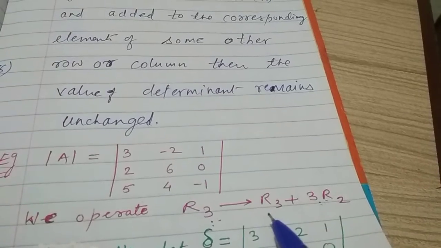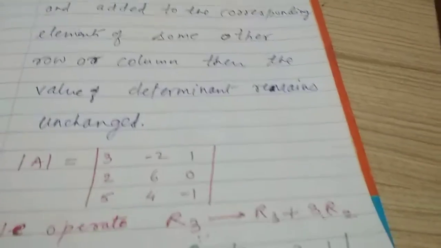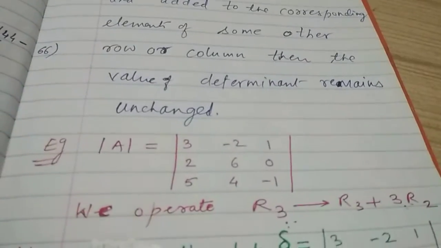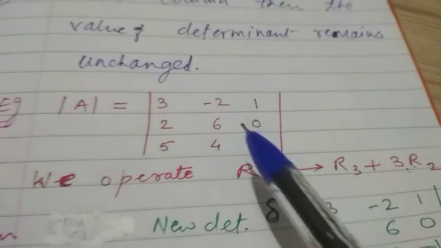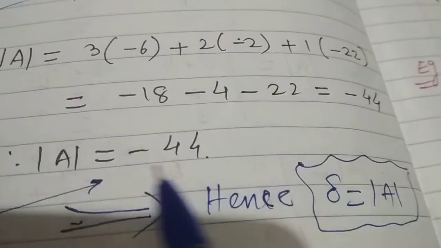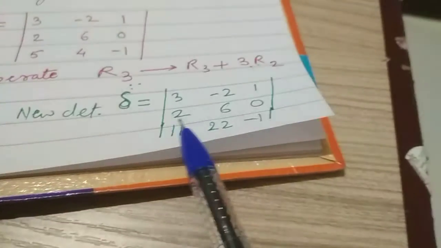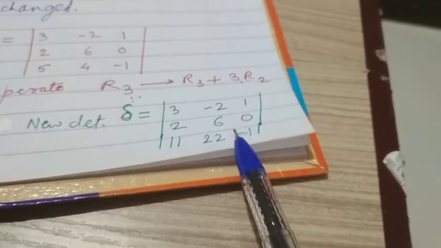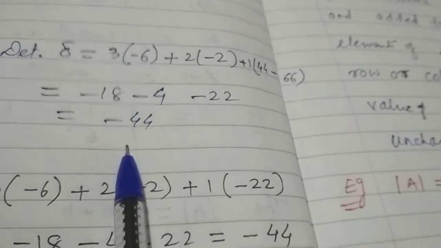So this is the property of equimultiple of contents of one row added to the second row, third row or first row. Same with the help of columns. Let us see the value of determinant A. We have calculated determinant A like this. It comes out to be minus 44. And then the value of the new determinant delta, which we have obtained like this, we have calculated delta also, and it also comes out to be minus 44.